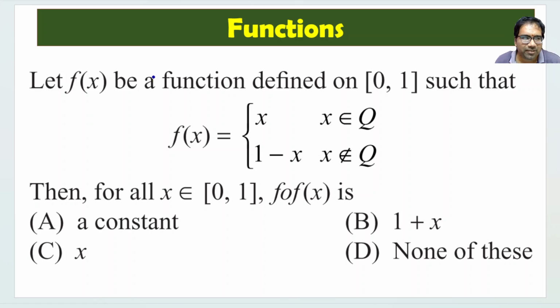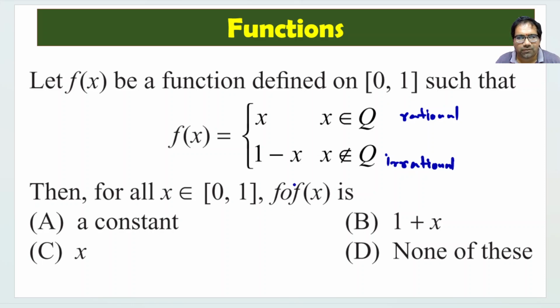Here is a simple problem. We are given this function f of x defined on [0, 1], and this function is equal to x when x belongs to Q. That means it's a rational number. And it is 1 minus x when x does not belong to Q. That means this is irrational. When it is rational, the function is equal to x. When it is irrational, it is equal to 1 minus x. It is defined in the range 0 to 1.